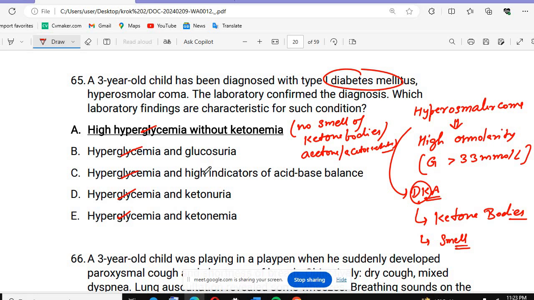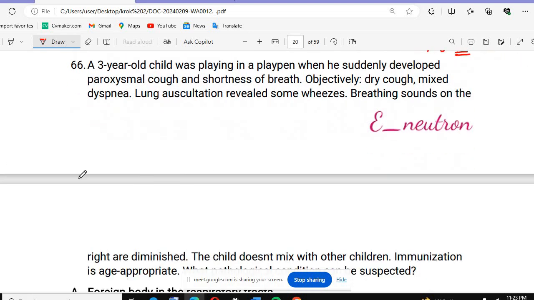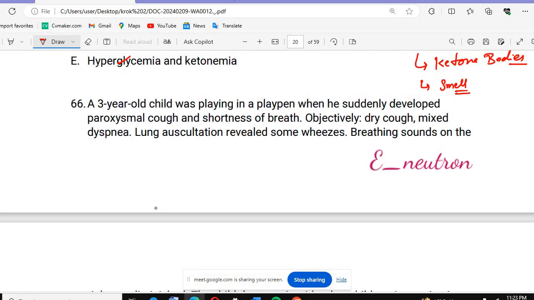Okay. The next question: a 3-year-old child was playing in a playpen, and suddenly developed paroxysmal cough and shortness of breath. There is a dry cough, mixed dyspnea, and lung auscultation revealed some wheezing.